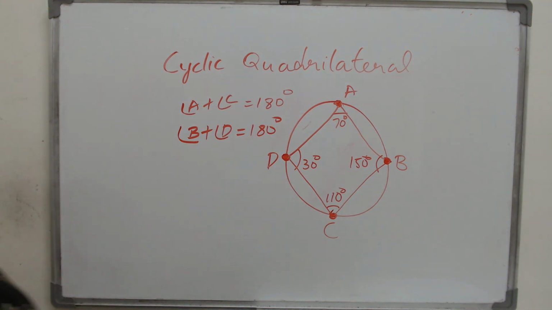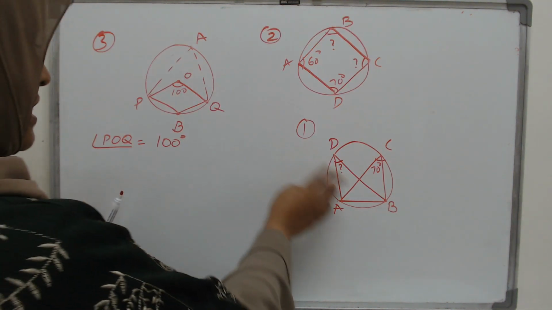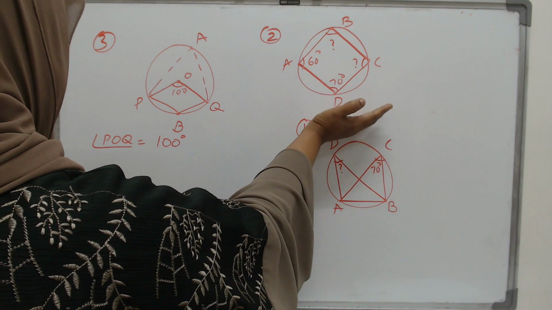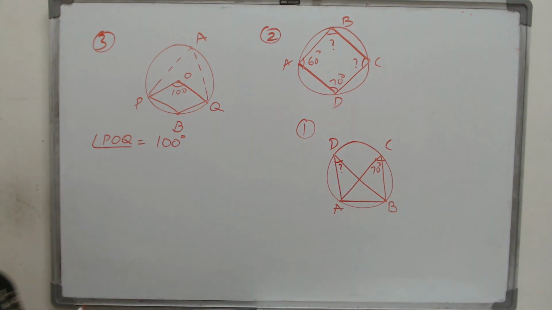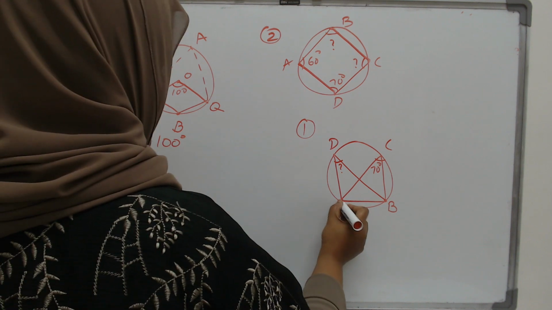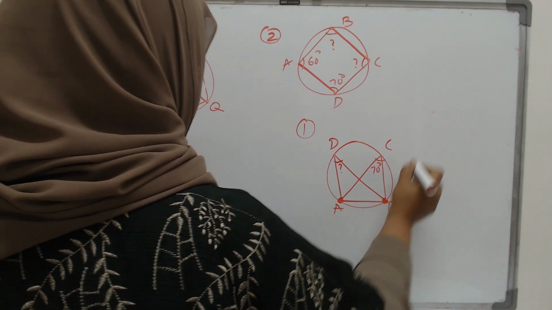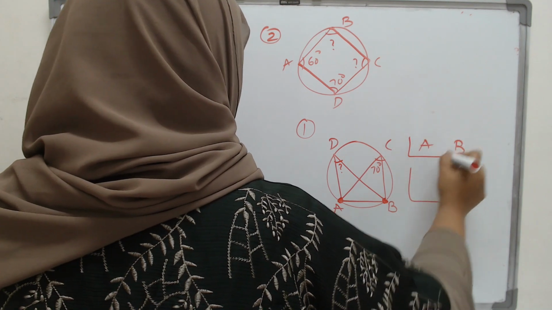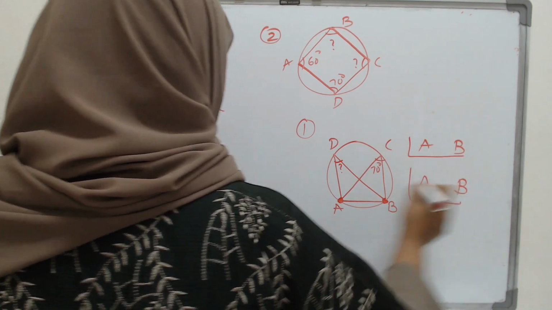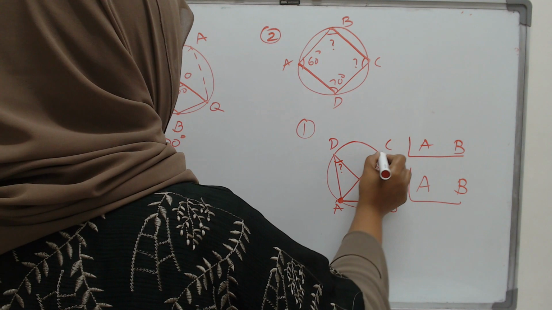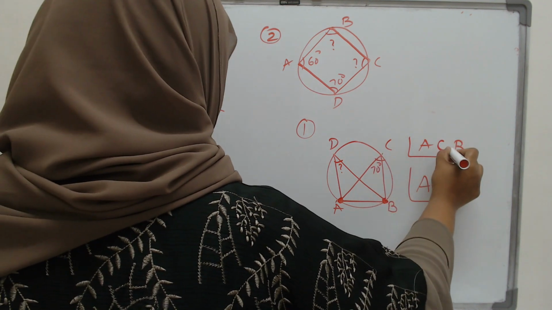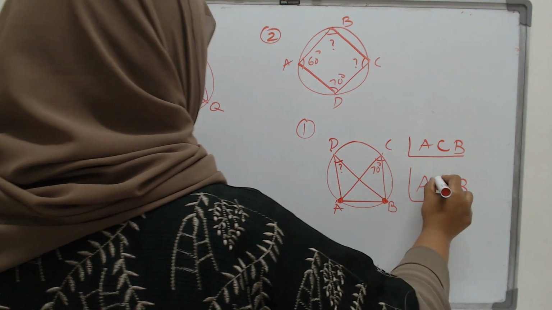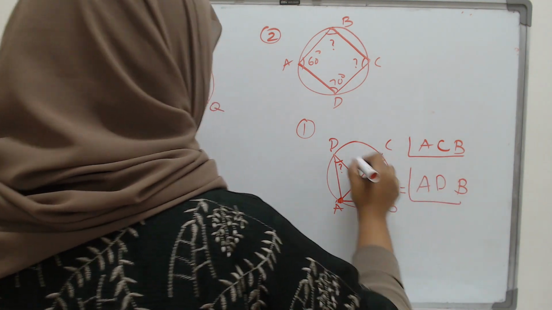Now let's go on to our question answers. What do you see here at the first question? You see 2 angles made on the same side of the segment, and both of them are made by AB. And what are their names? One is ACB, and the other is ADB. And what do you know about them?